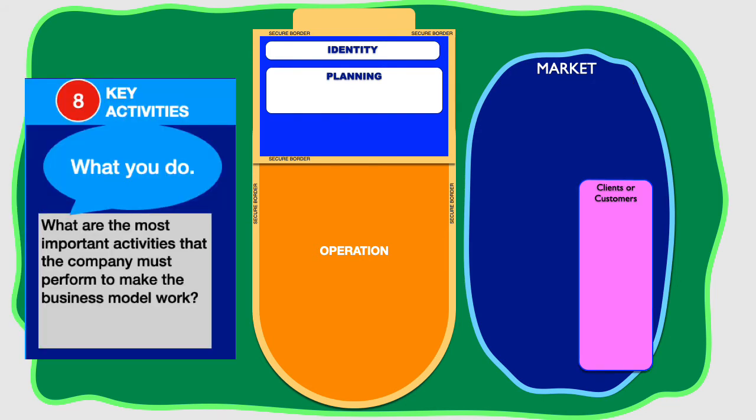Number 8 in the Canvas checklist are the key activities. The question posed is, what are the most important activities that the company must perform to make the business model work? This is a very vague question. Everything we have been doing until now, and more.